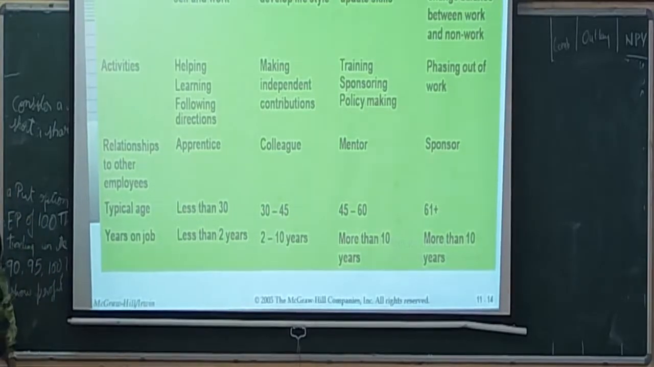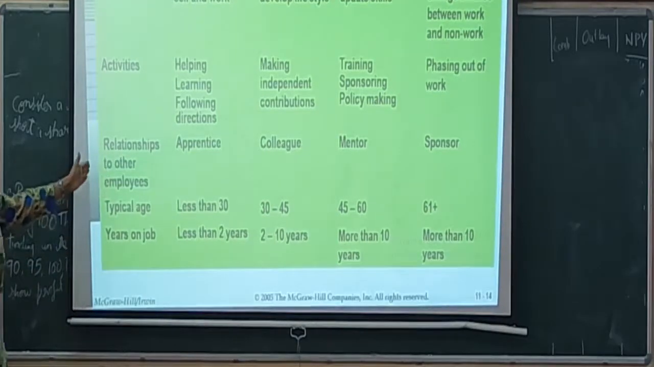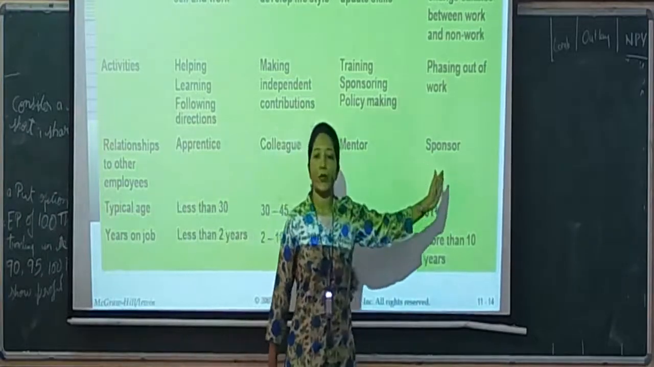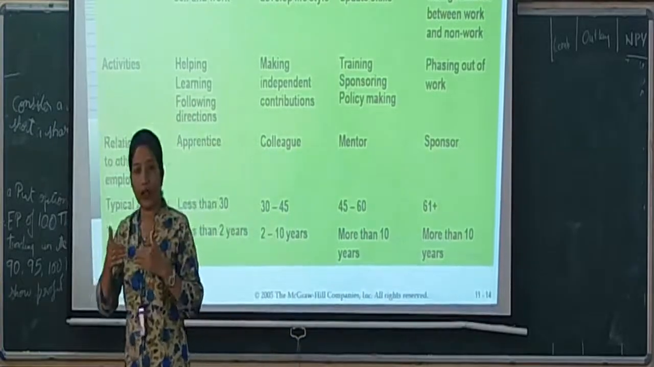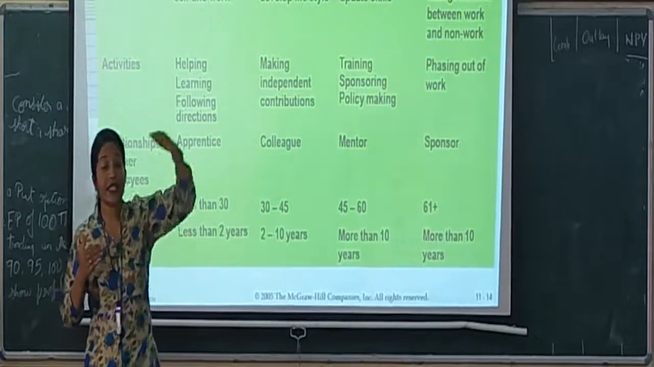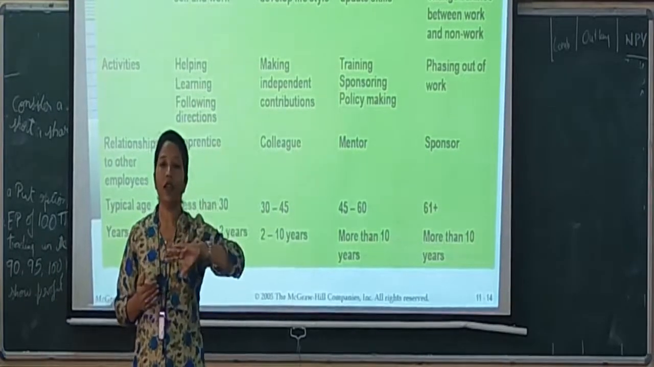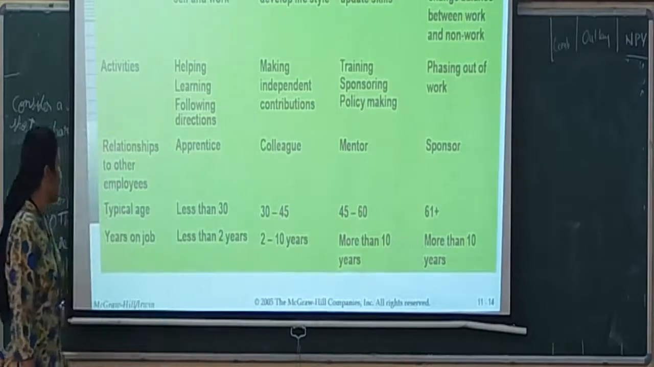Activities: phasing out of work. What are you exactly going to do? Relationship to others is becoming a sponsor. Now you can see again: trainee, colleague, mentor, and sponsor. You are moving up. You are a learner, and at the disengagement stage, you are becoming an investor. That is a sponsor. So that's how career should progress.